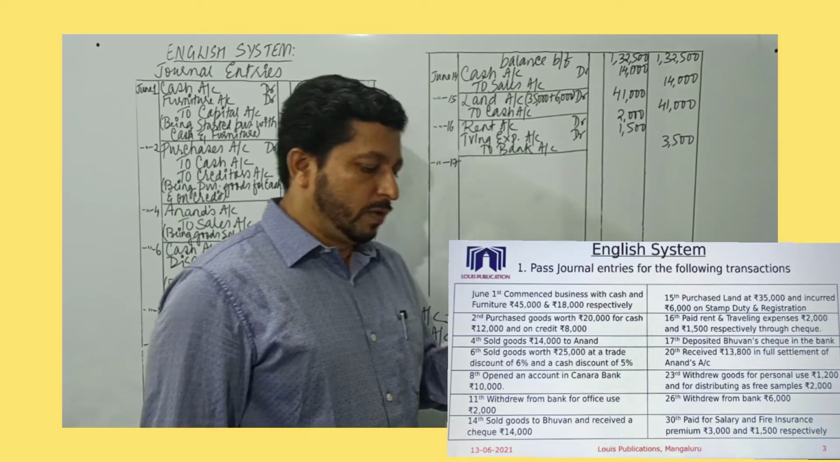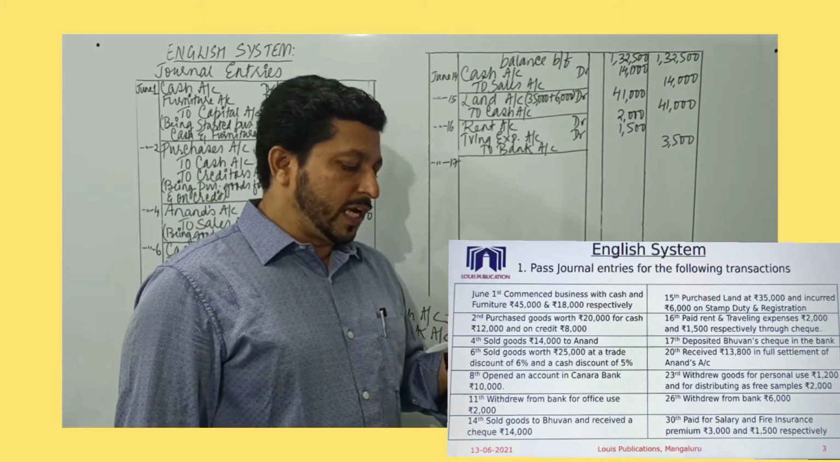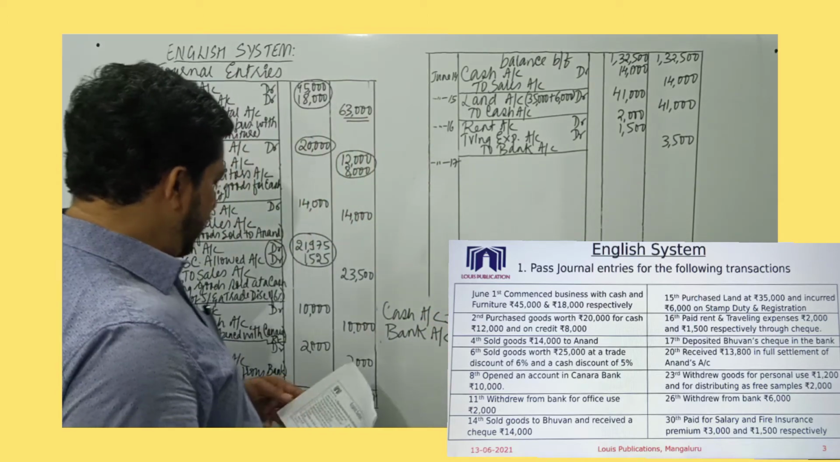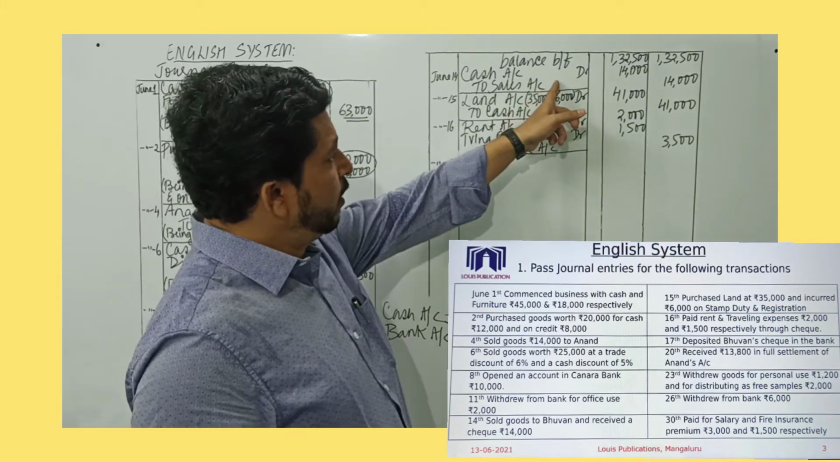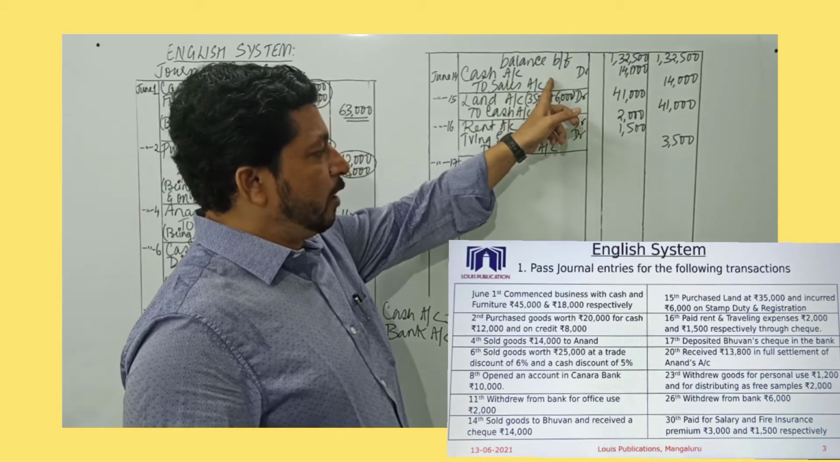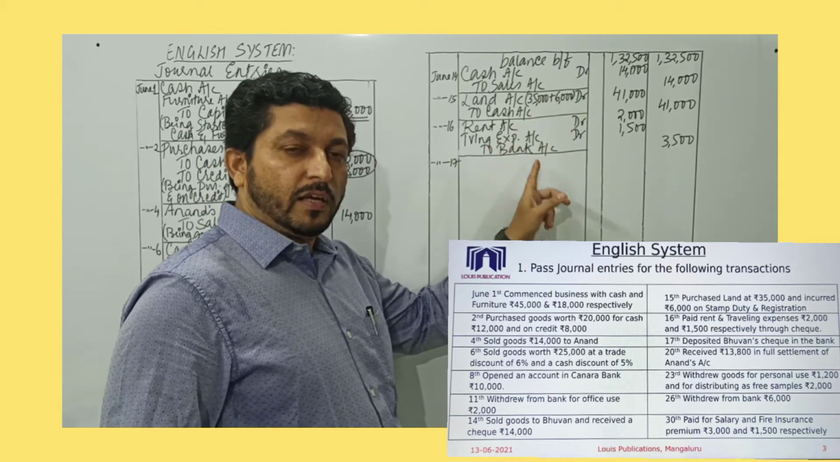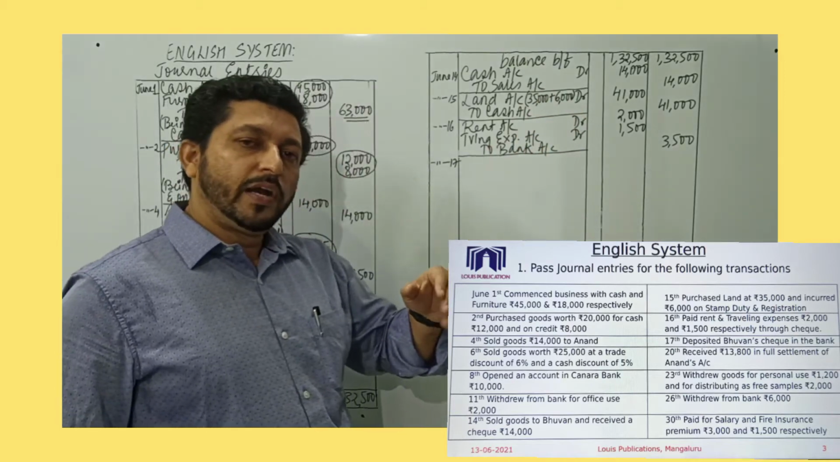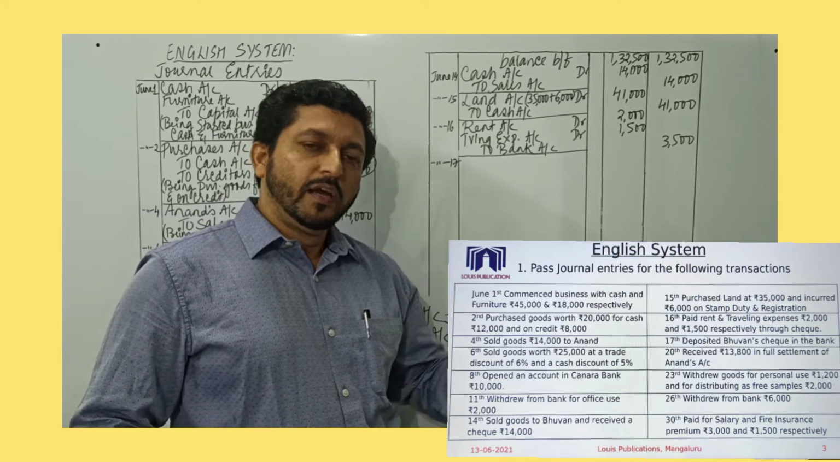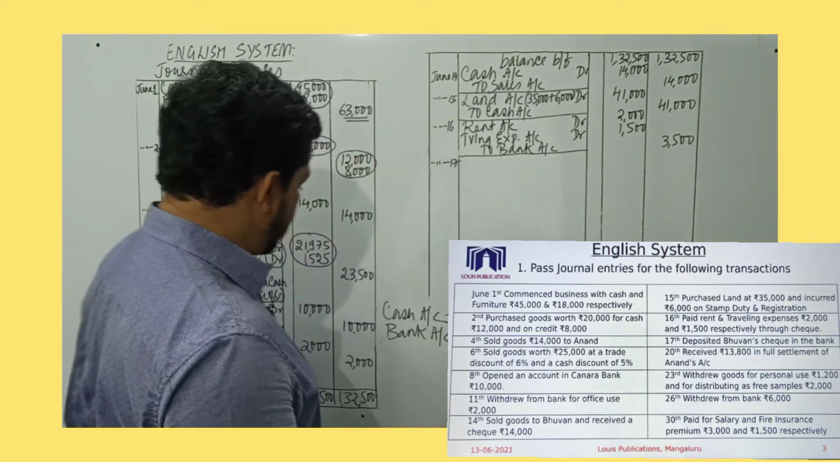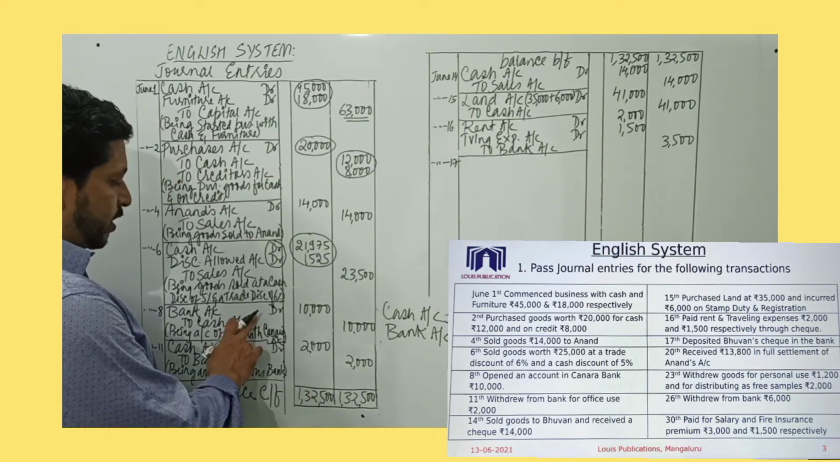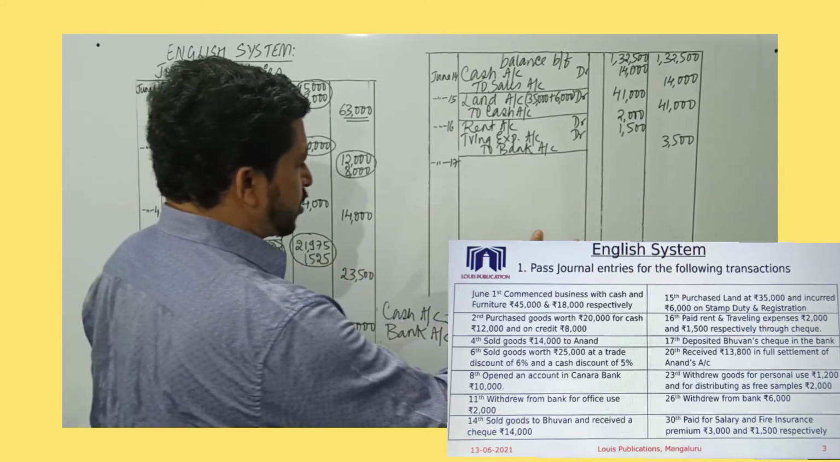Let's move to 17th one. Deposited Bhuvan's check in the bank. See, on 14th we had received a check from Bhuvan, but we deposited on 17th. So check received on one day, deposited on another day. As I said, you will be treating it as if cash is deposited. It would be a simple amount deposited in the bank. So Bhuvan's check is deposited.